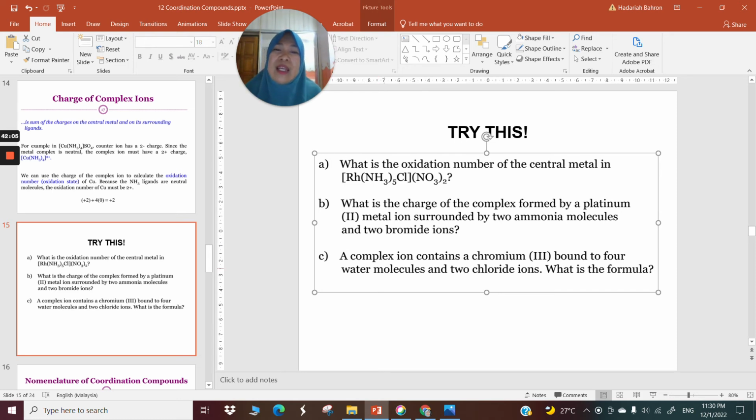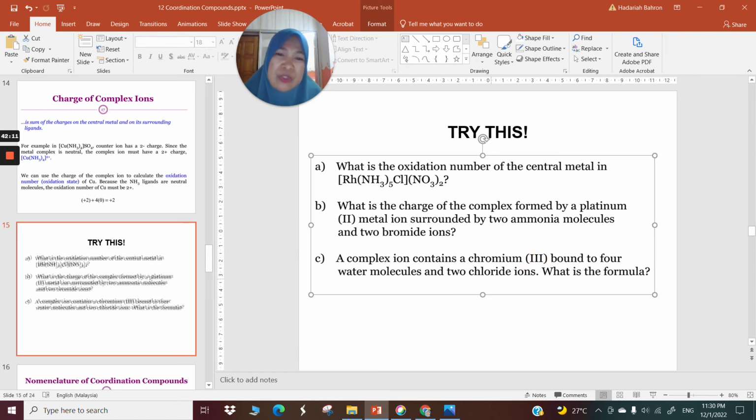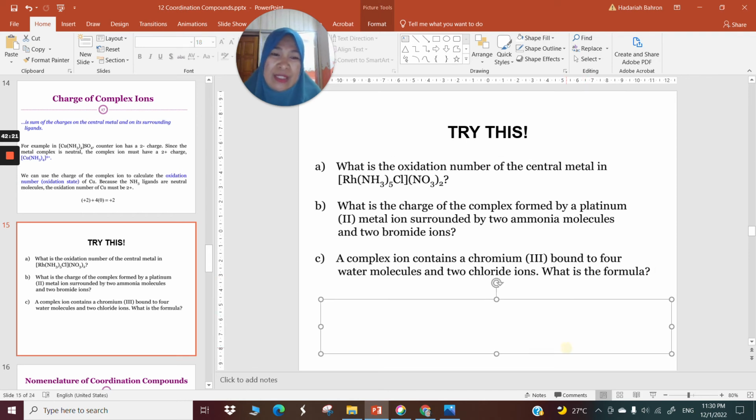Number 3, what is the charge of the complex ion that contains chromium 3, which is bound to 4 water molecules and 2 chloride ions? What is the formula of that moiety? So please work that out. I have the answer right here. I'm not going to show you yet. So we are going to discuss the answer when we have our live discussion. Right? Please remember to ask me.